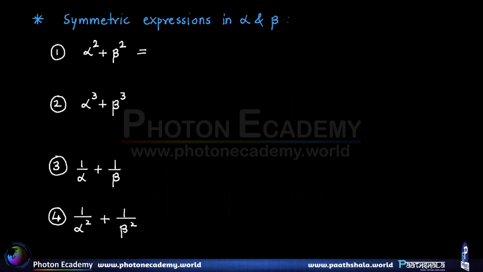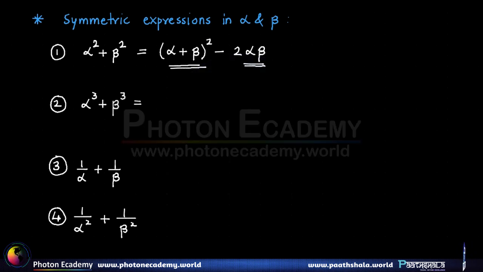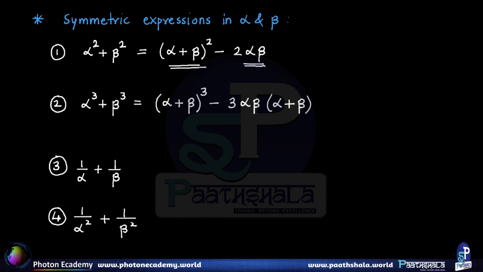Now alpha square plus beta square, as we know, can be written as alpha plus beta whole square minus 2 alpha beta. So therefore we see that once again we got the sum and the product. Now moving ahead, if we want to write alpha cube plus beta cube, then we will use the cubic identity, that is alpha plus beta whole cube minus 3 times alpha beta into alpha plus beta. So once again we see that we got the sum as well as the product of the two roots.